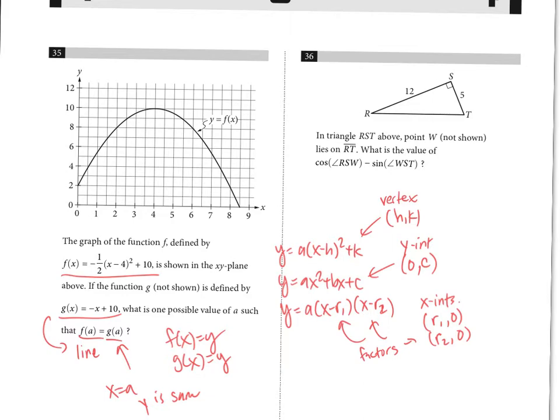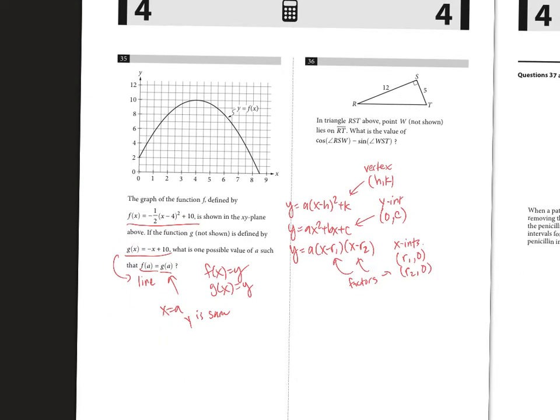So what we're going to see here is a situation where if we're looking for where the two y values are the same, we can just set them equal to each other, right? F and g are equal to each other. The y's are equal to each other. So negative 1/2 (x minus 4) squared plus 10 is going to be equal to negative x plus 10.